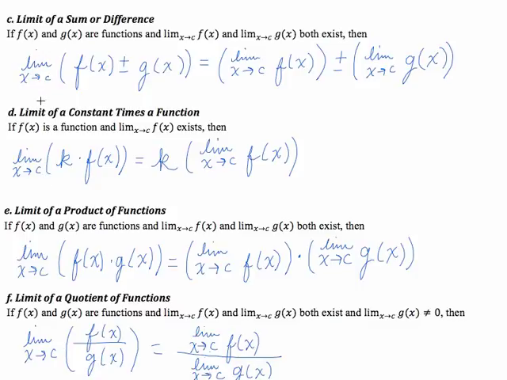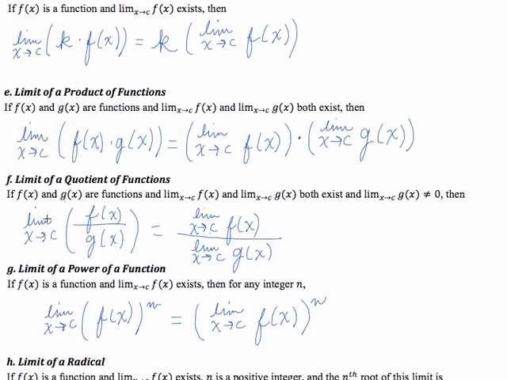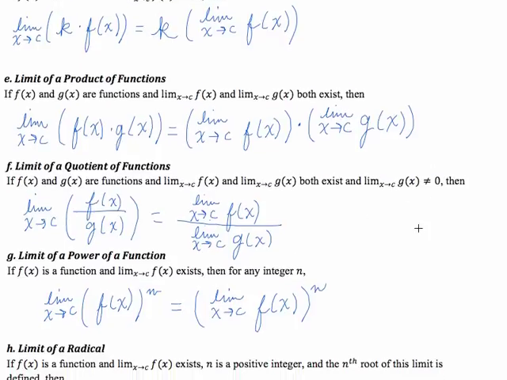The next property is the limit of a constant times a function. You can pull a constant out to the front of a limit. The limit of a product of functions. The limit of a product of two functions can be split into the product of two limits. Or of a quotient. The limit of a quotient can be split into the quotient of two limits. As long as that denominator doesn't equal 0, then it works.